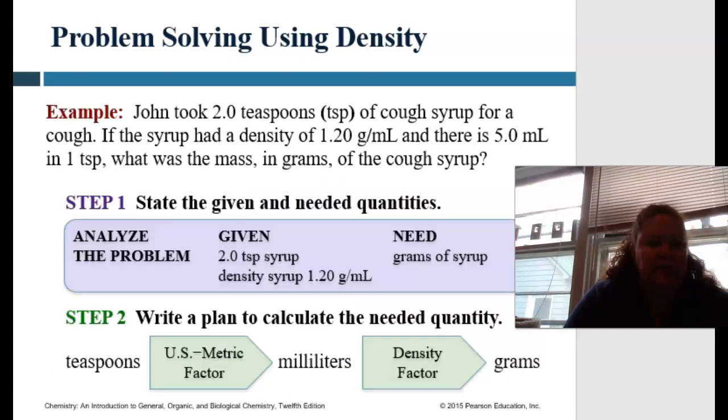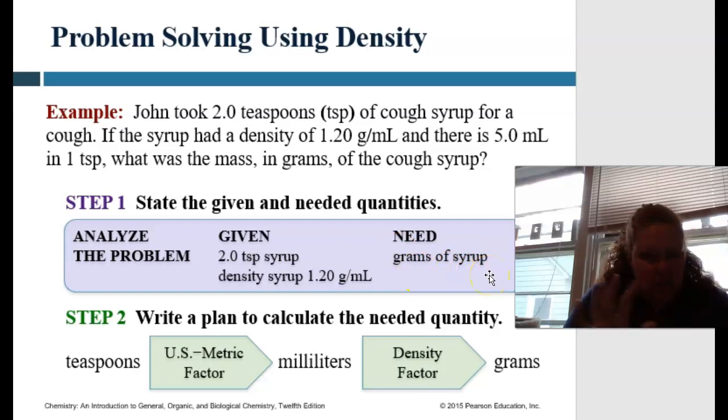Okay, so here we are. For example, if Johnny took 2.0 teaspoons of cough syrup for a cough, and the cough syrup had a density of 1.20 grams per milliliter, and there were 5 milliliters in 1 teaspoon, what was the mass in grams of the cough syrup? Okay, break it down. What were we given? We were given that he took 2 teaspoons of syrup and that the density of the syrup is 1.2 grams per milliliter. What do we need? How many grams of syrup did he take?